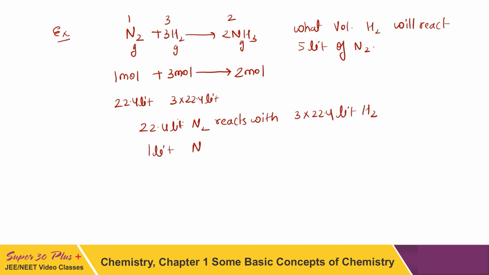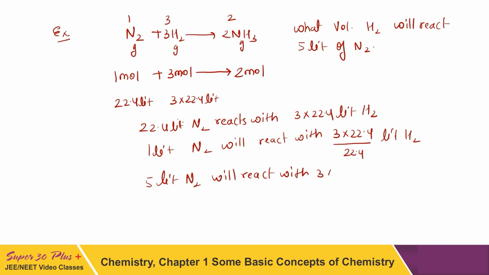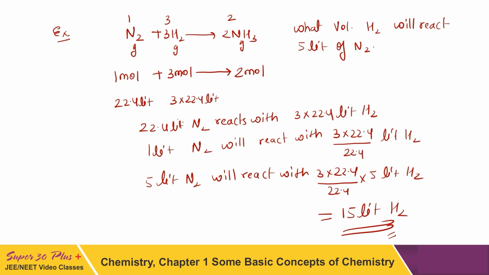So what about 1 liter? 1 liter nitrogen will react with 3 into 22.4 divided by 22.4 liter hydrogen. And what about 5 liter? According to this calculation, 5 liter nitrogen will react with 3 into 22.4 divided by 22.4 into 5 liter hydrogen. That is 15 liter hydrogen. So 5 liter of nitrogen will react with 15 liter of hydrogen. This is the right answer, students.